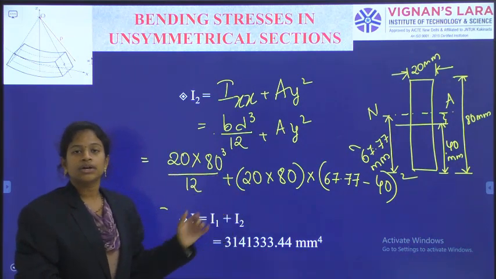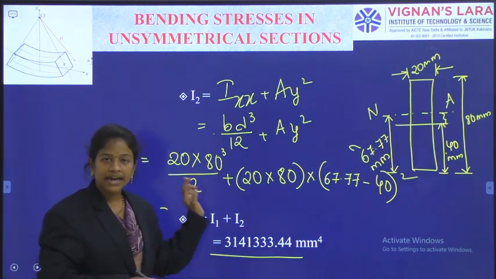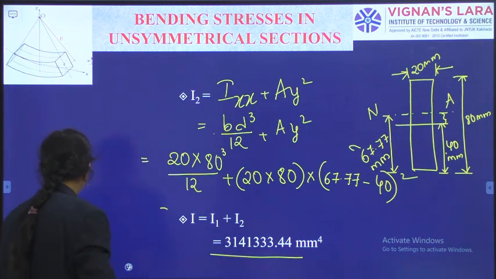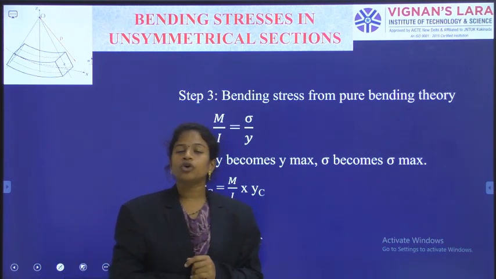The summation of these two moments of inertia about the neutral axis is I. So capital I is the moment of inertia about the neutral axis. We have got this answer. And then I am going into the further theory. What is the pure bending theory?